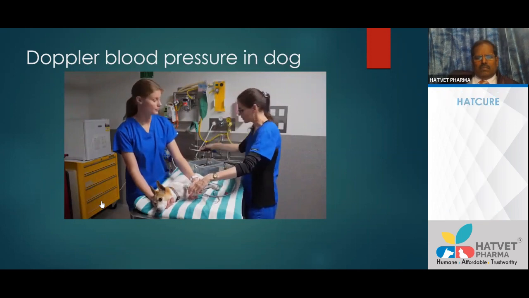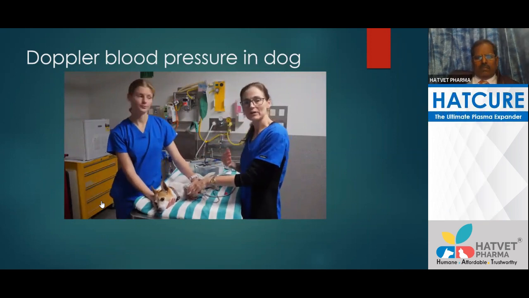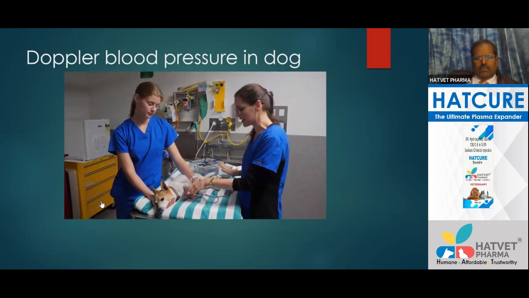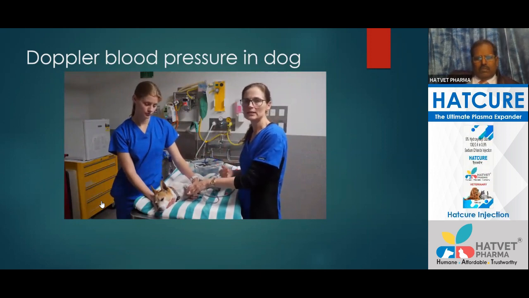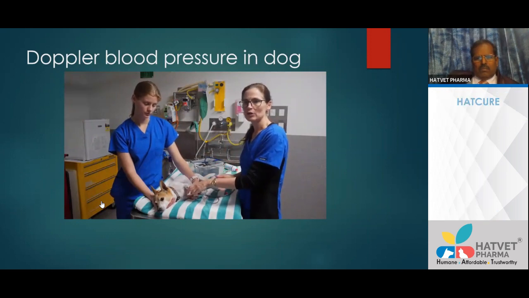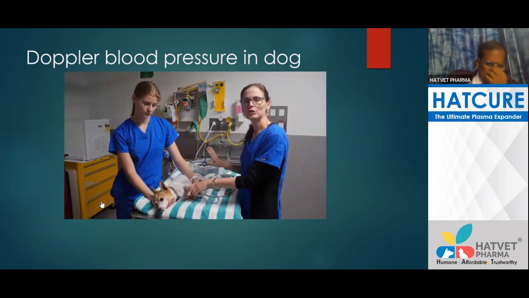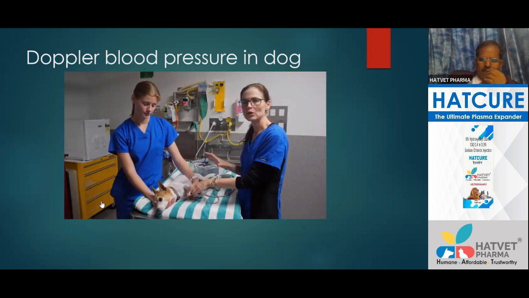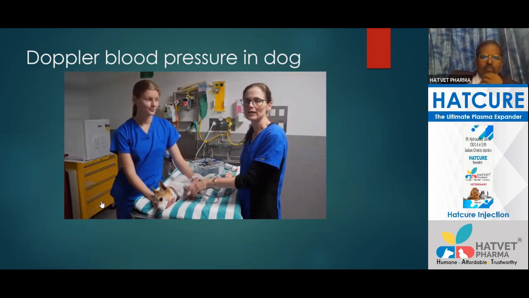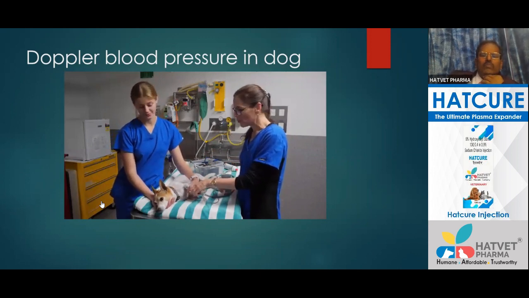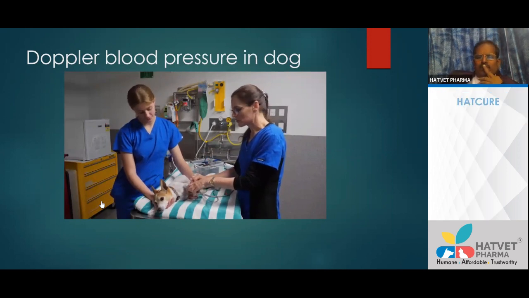Okay, once we've actually got the audible sound and we're happy with the blood pressure reading that we've got from the machine, we're going to take a series of at least 10 blood pressure readings. You're going to eliminate the first one, you're going to eliminate the last one, and then it's going to be an average of the other values that you've got.